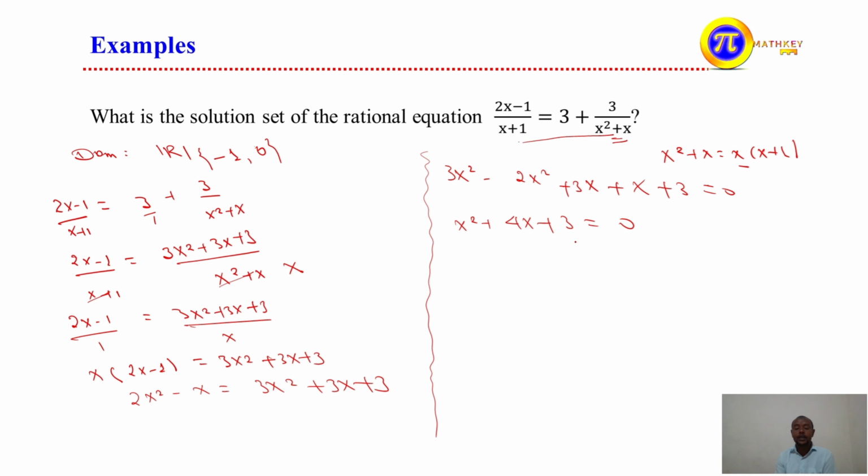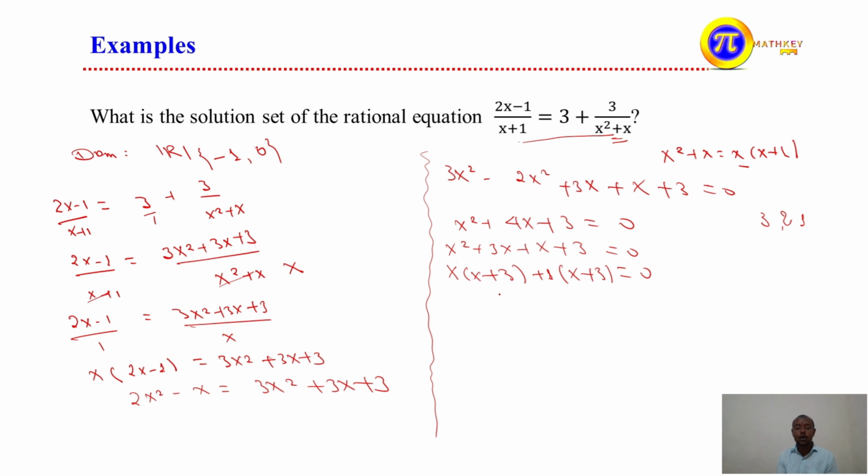What is the value of this? This is a quadratic equation. You can solve it using the general quadratic formula, or by finding two numbers whose sum is 4 and their product is 3. The numbers are 3 and 1. Which gives x squared plus 3x plus x plus 3 equal to 0. For the first two terms, the common factor is x; for the last two terms, the common factor is 1, so 1 times x plus 3 is equal to 0.